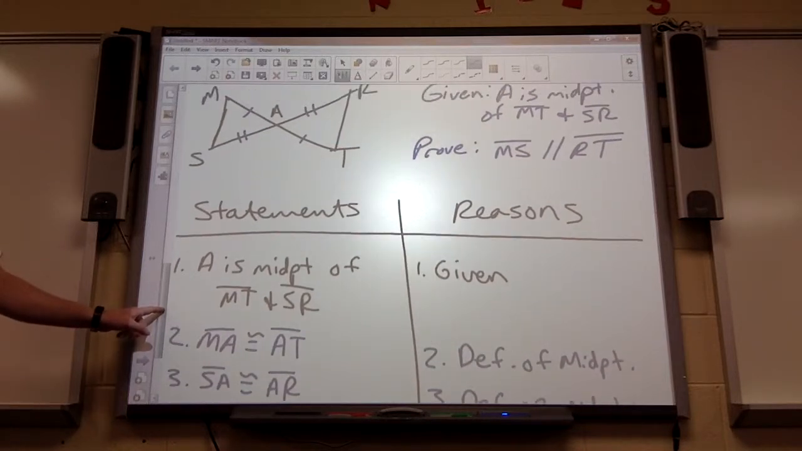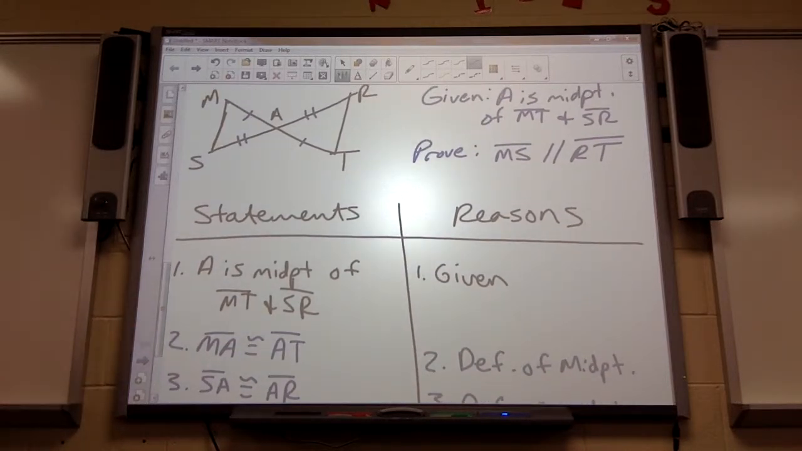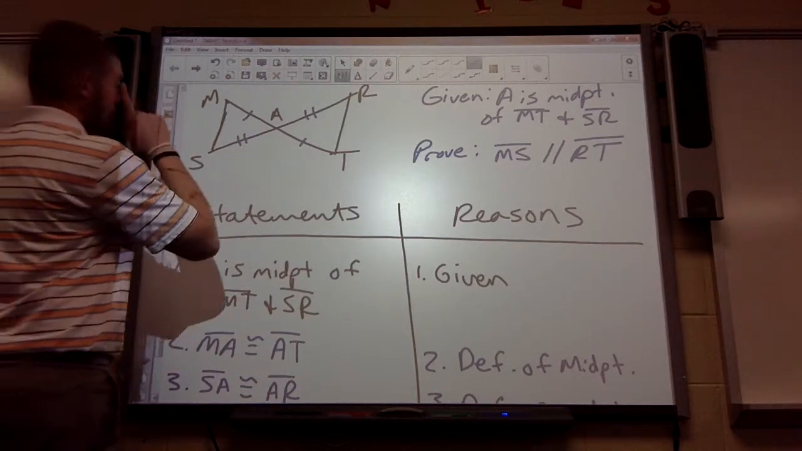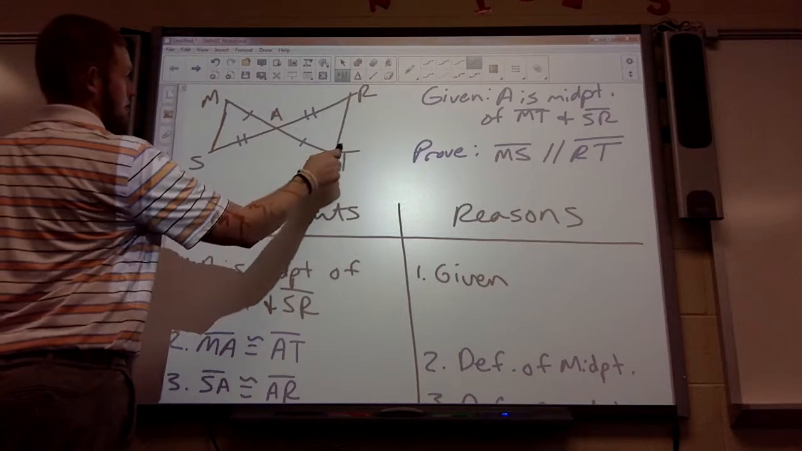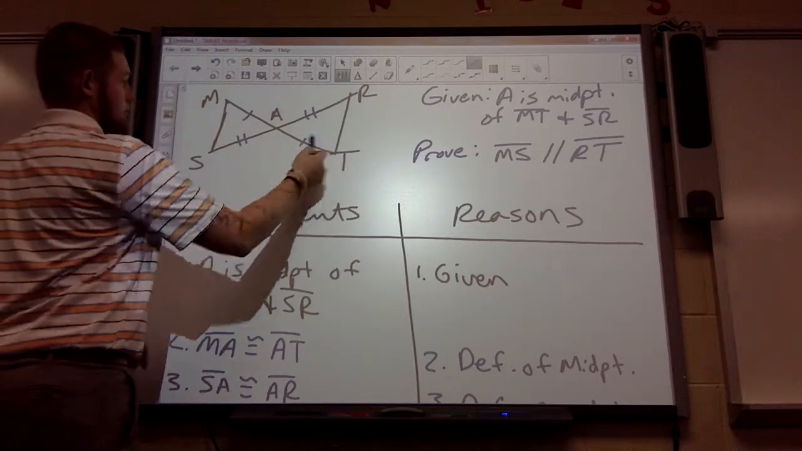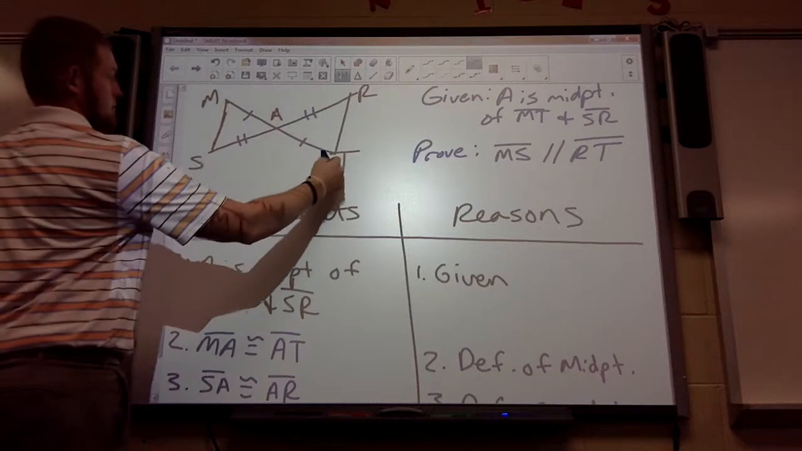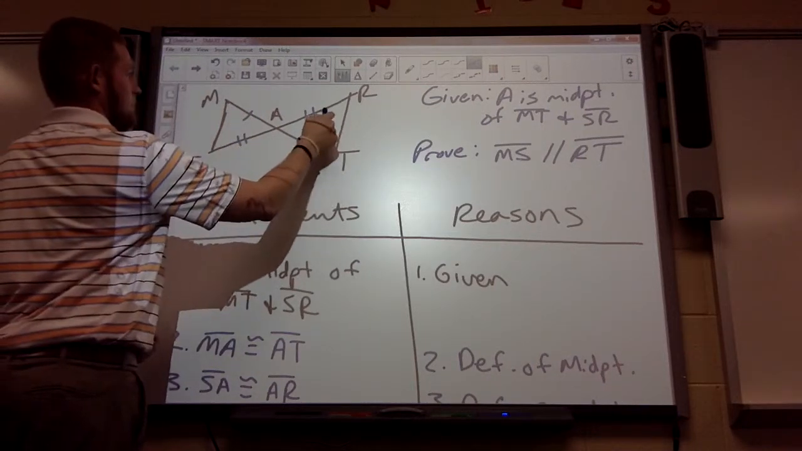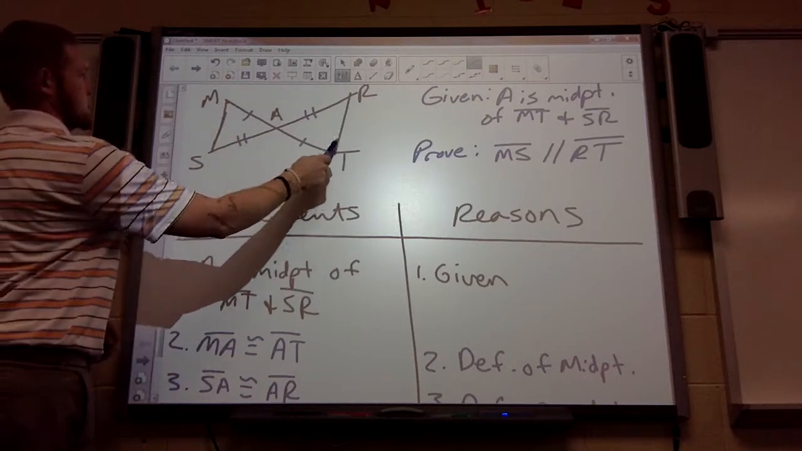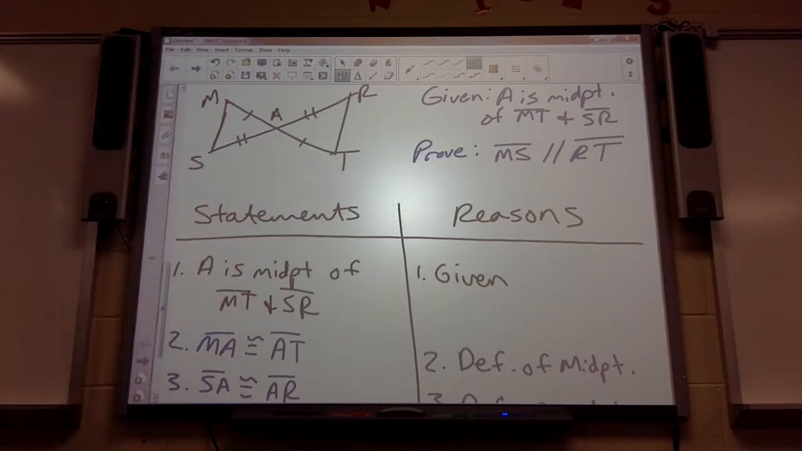Now, we need to prove that MS is parallel to RT. Before we can do that, we need to show that we have alternate interior angles, because we can use the alternate interior angles converse. You can either have those here or here. You can have it with M congruent to T or R congruent to S. But keep in mind the ways that we can prove parallel lines. So somehow we have to get those angles congruent.